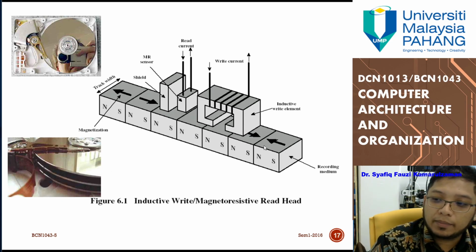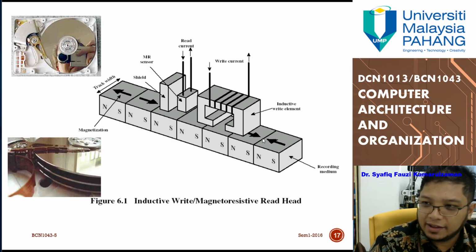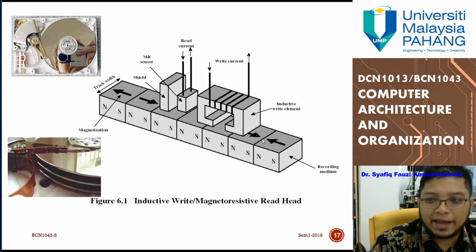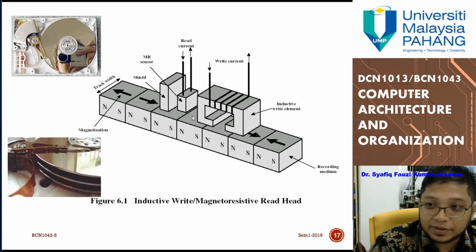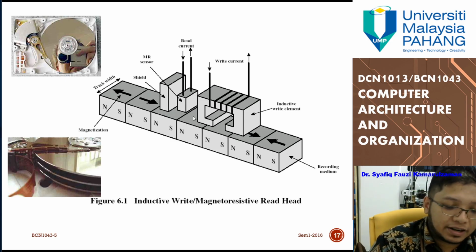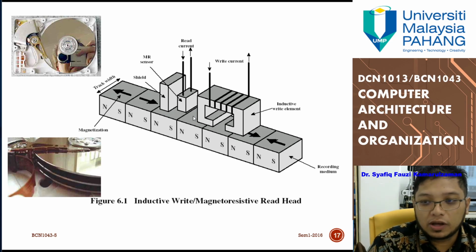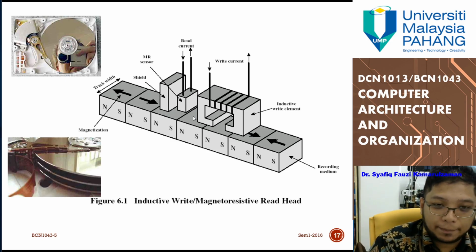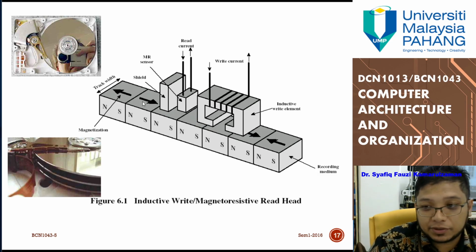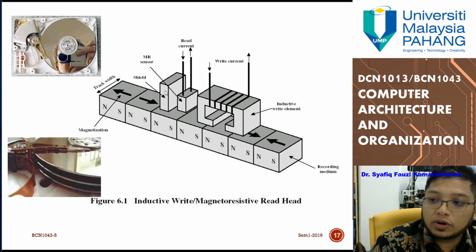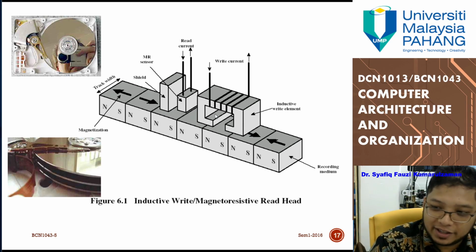These magnets will magnetize the disk towards a certain magnetic direction. One magnetic direction will be represented as 0, and the other will be represented as 1. In this case, left might be 0, right might be 1. So this magnetic head will change the direction of the magnetization inside your disk. This is where the data is being recorded.